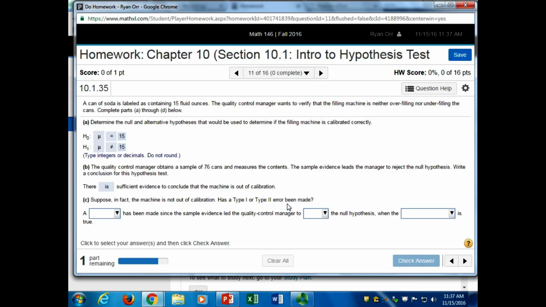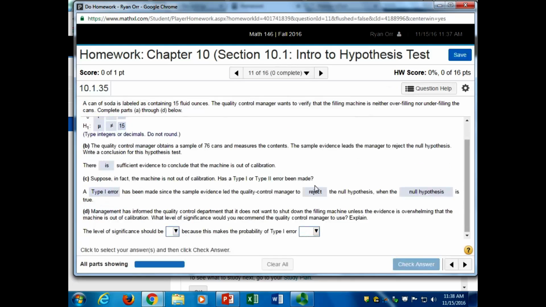Suppose in fact it's not out of calibration. Did we commit a type 1 or a type 2 error? So we rejected the null when it was actually true. What type of error is that? That is a type 1 error. If you reject when you shouldn't, that's type 1. So since we rejected the null hypothesis when in fact it was working, that is a type 1 error. It led the quality manager to reject the null hypothesis when the null hypothesis is actually true.